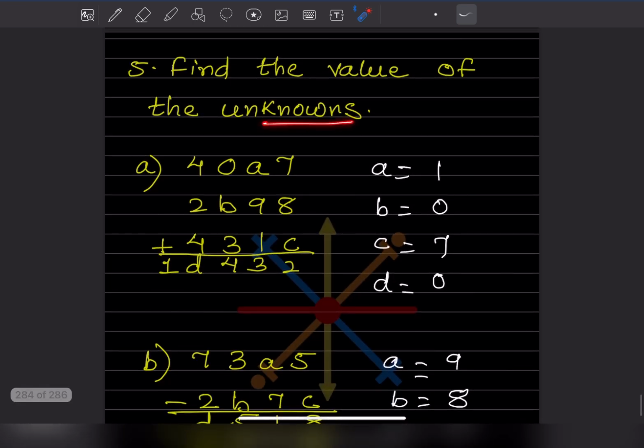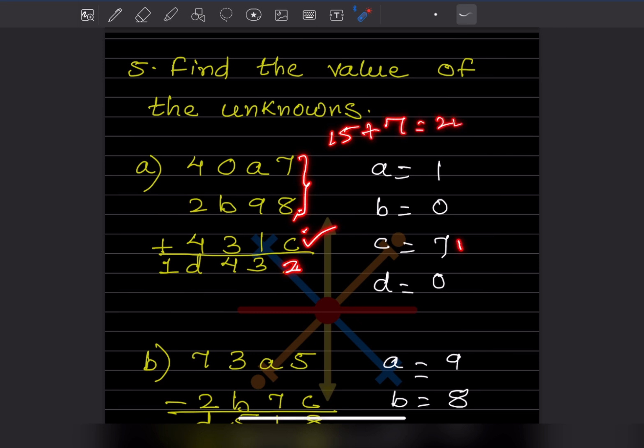Find the value of the unknowns. Unknowns means here A, B, C and this D. So now we have to see here, this is 15 and this is 2, so it should be 22. 15 plus 7 is 22. So C is going to be 7.